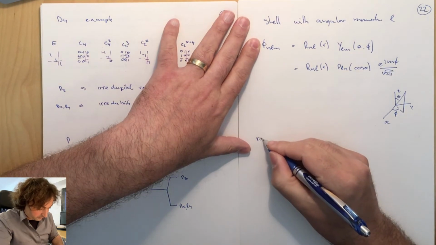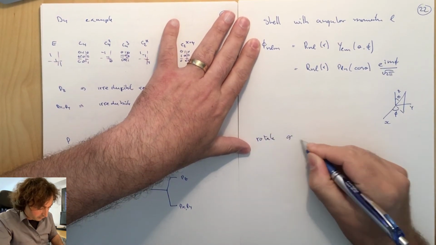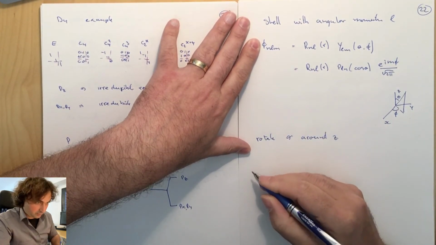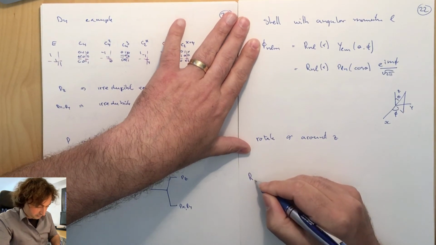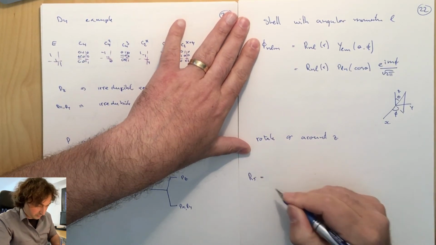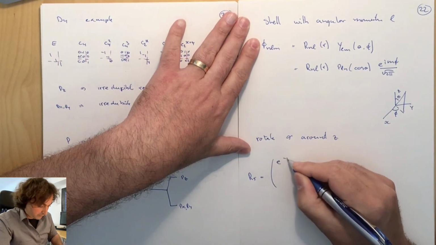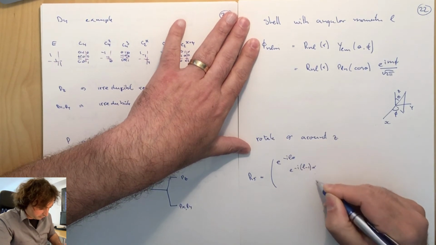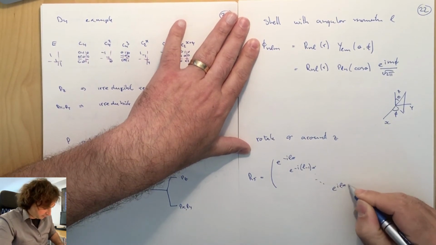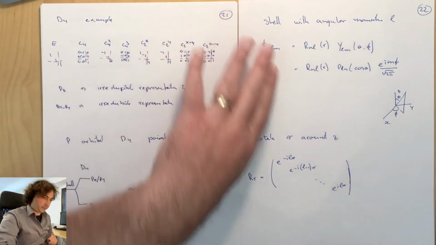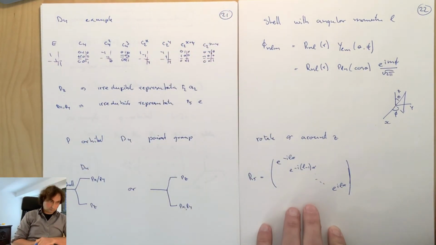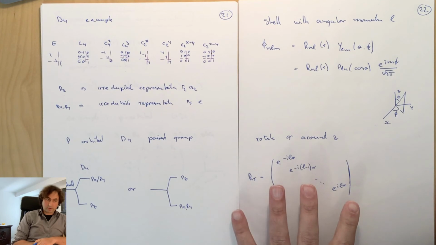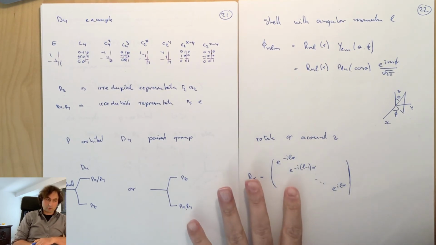So if I rotate by alpha around z, then my rotation matrix is given by e to the minus i L alpha, e to the minus i (L minus 1) alpha, up to e to the i L alpha for a state with angular momentum L. So in order to find explicit matrix representations for a rotation around the z direction, it's always easy.